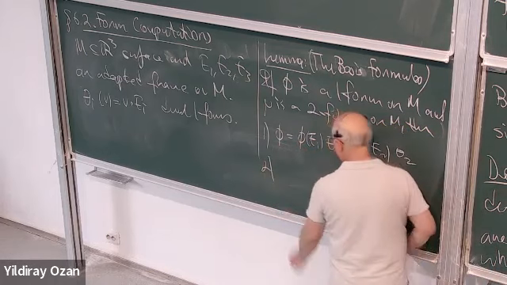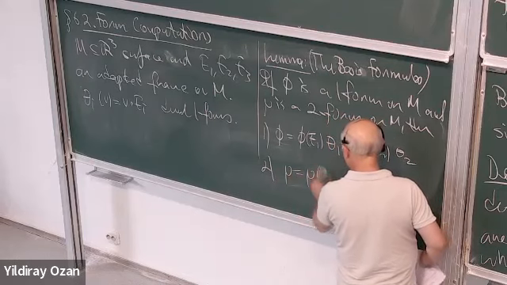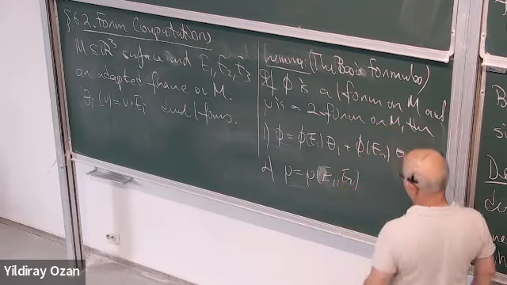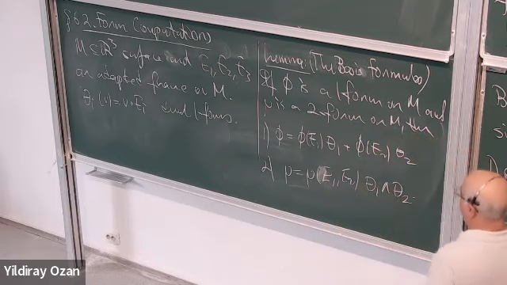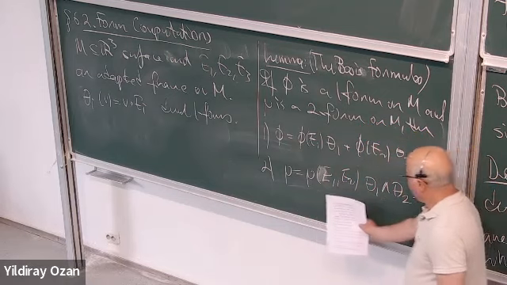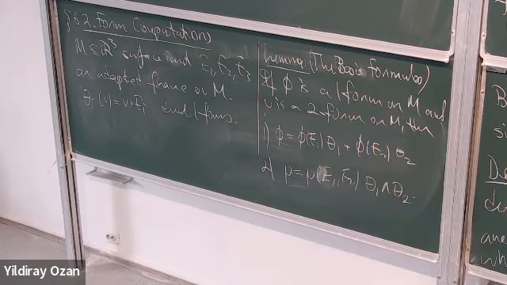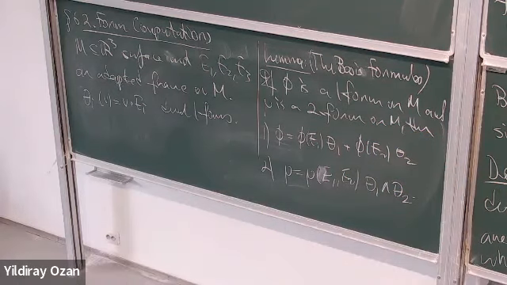For the two form, we have something similar. Any two form is just this two form theta 1 wedge theta 2 with a coefficient in front, and that coefficient is nothing but the value of mu on the basis vectors E1, E2. Since it's a two form, it has to eat two vectors, right? Yes, okay.